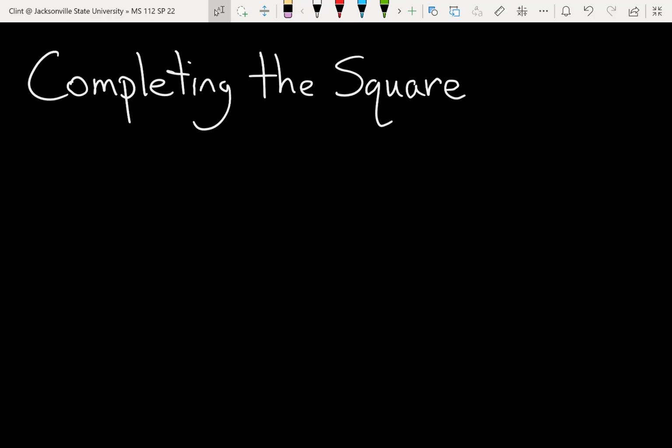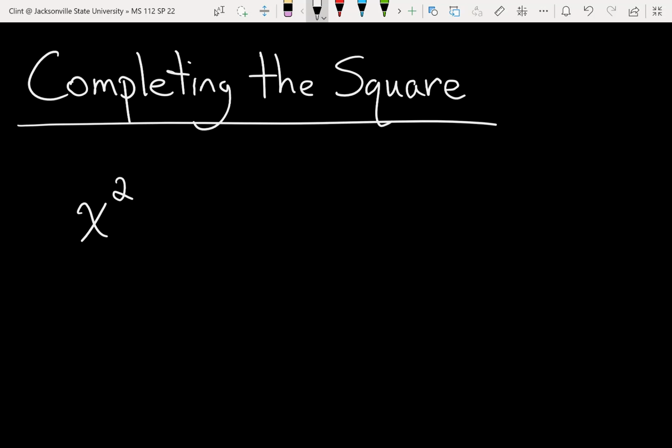Okay. So I want to go back to one of our easier quadratic equations. We've actually already solved this one a different way, but I want to use it for our first completing the square problem. So I want to try to solve this quadratic equation using this completing the square technique.